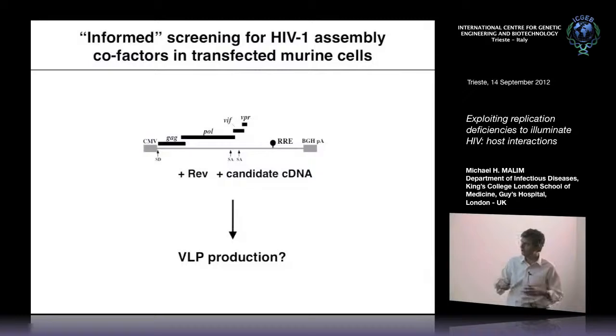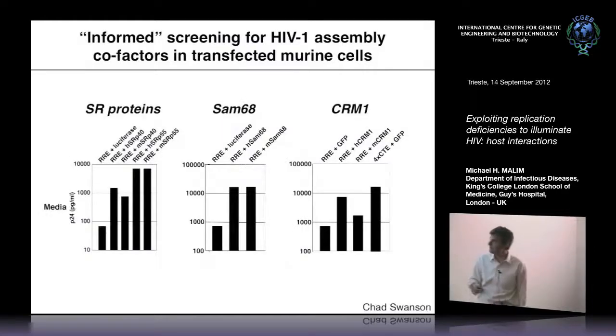You just take mouse cells, co-transfect them with this REV-RE expression vector making gag and pol, which does not normally make very good or very many virus particles, and co-transfect it with various human cDNAs and see whether you could boost virus production. And we went through the literature that had been published on human proteins that have been reported as being involved in binding to viral RNA, to HIV RNAs, or just proteins we thought made sense to test, and we tested about 100 cDNAs in the end. And three different families gave very strong boosting effects to virus assembly, or virus production, I should say.